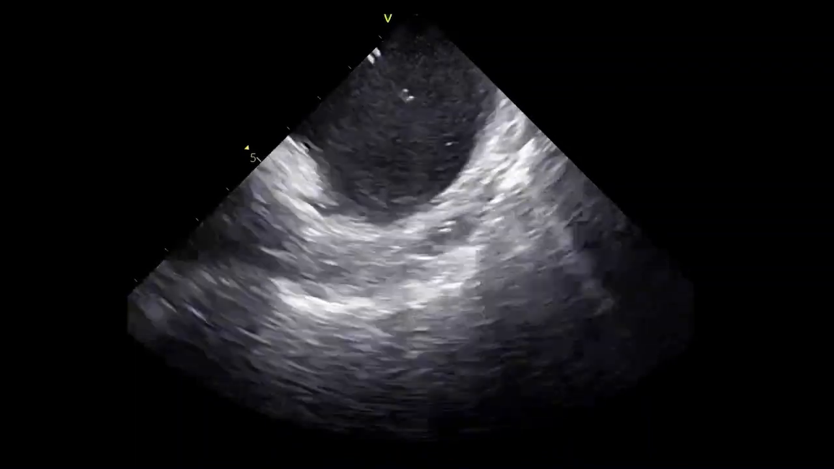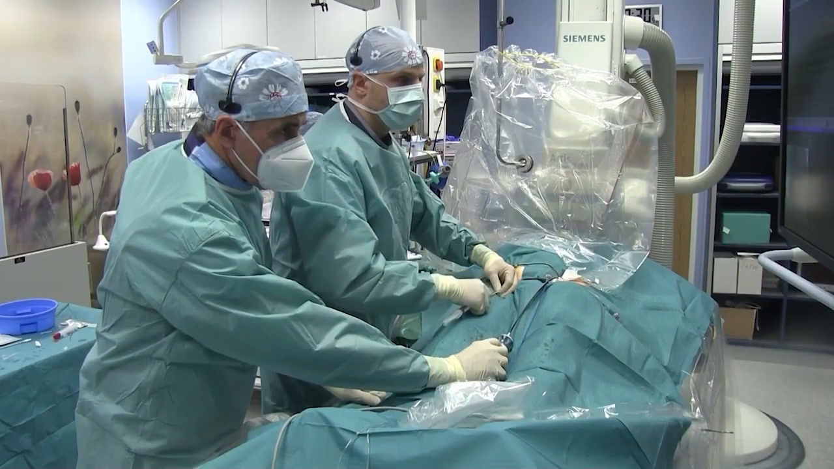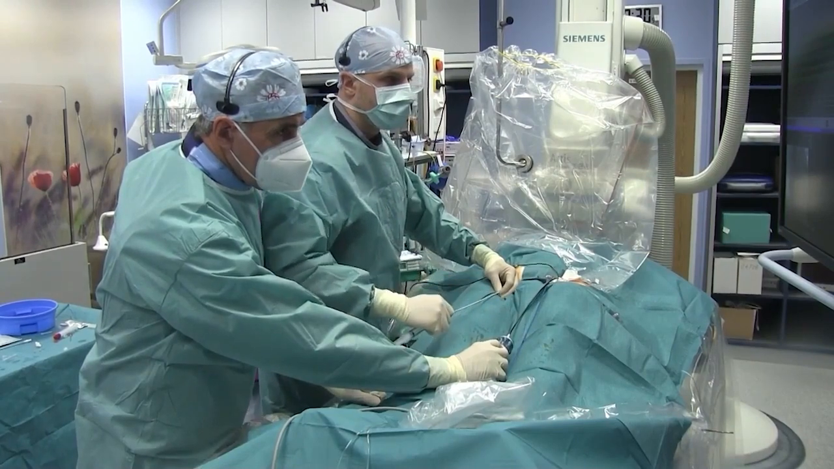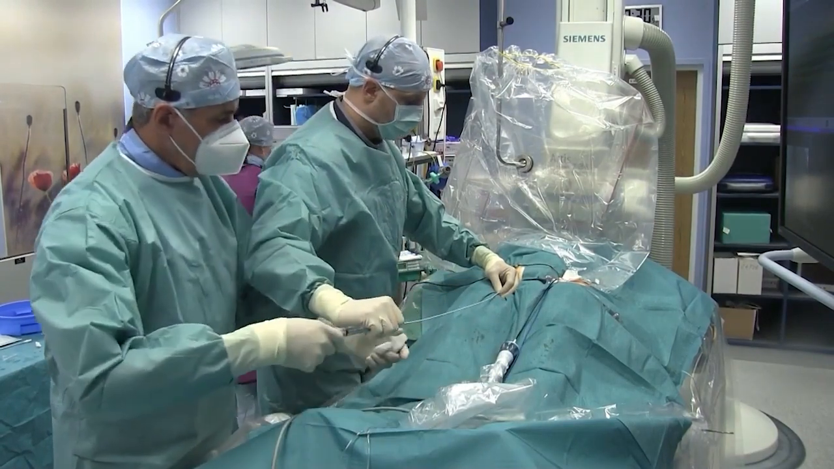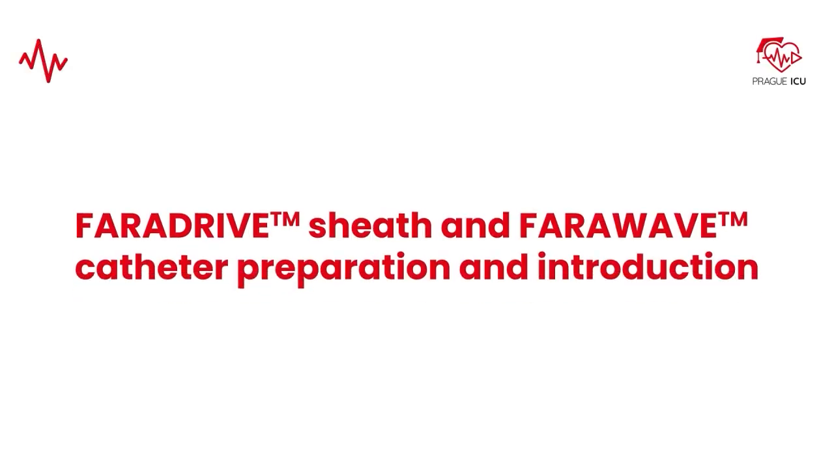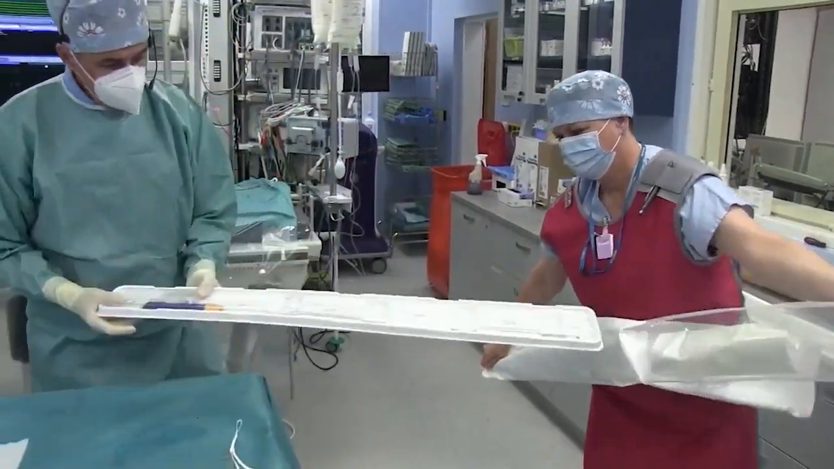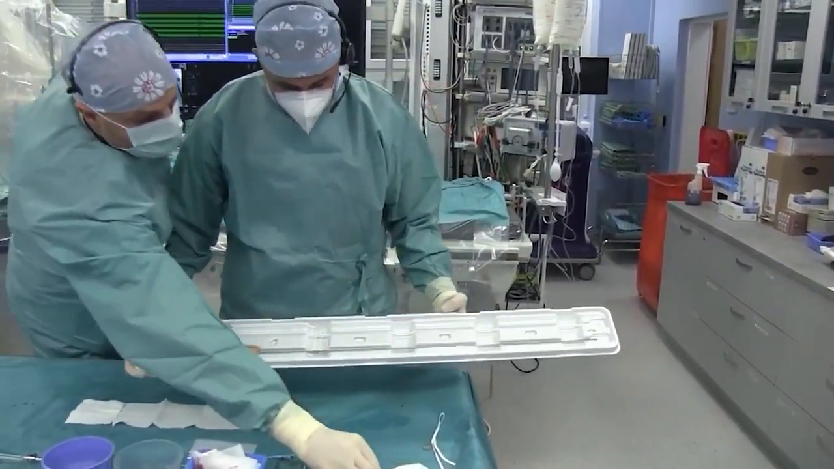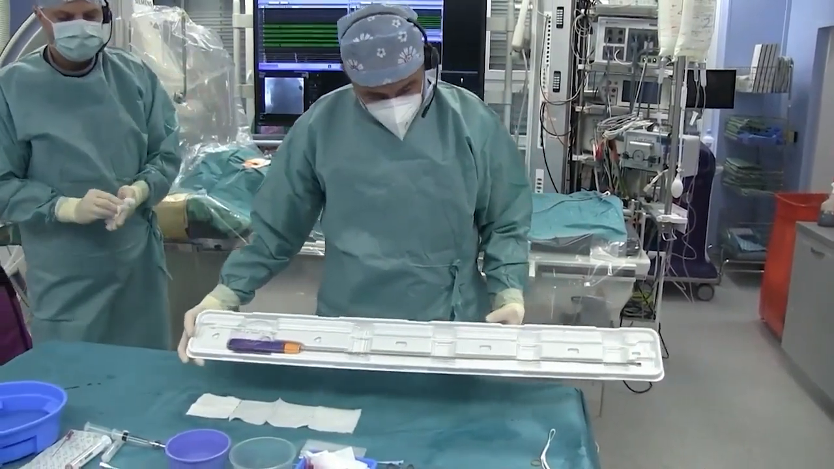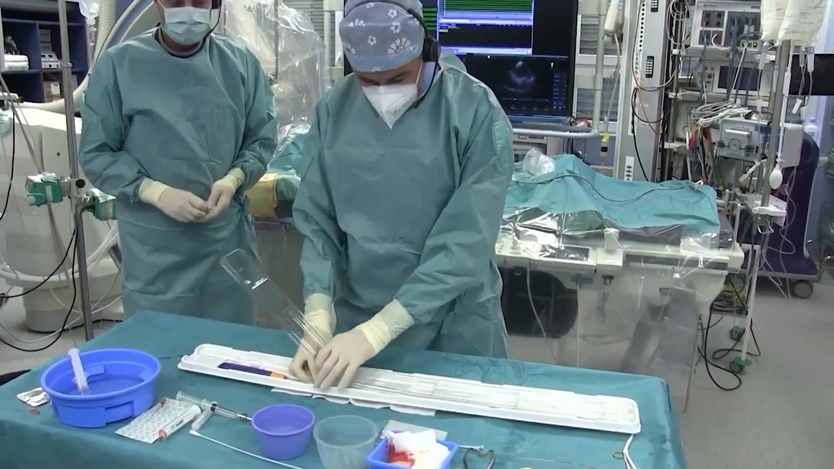Finally, the dilator with the needle is slowly removed to avoid air suction into the sheath. The wire is then reinserted through the sheath into the left atrium to guide insertion of the Faradrive sheath. The Faradrive sheath is used to manipulate the Farawave ablation catheter in the left atrium. It comes packed with the dilator.